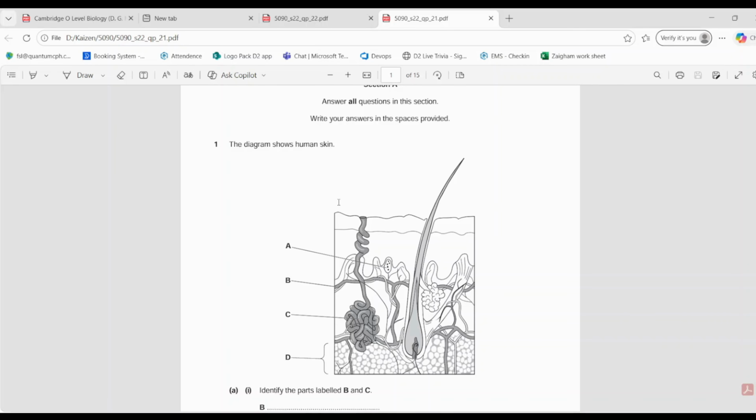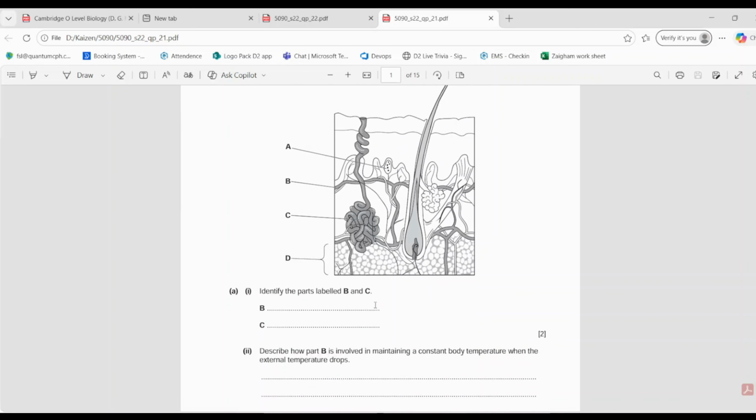A human skin structure is given. Identify part B and C. What is B and what is C? It's a skin, sir. A skin.